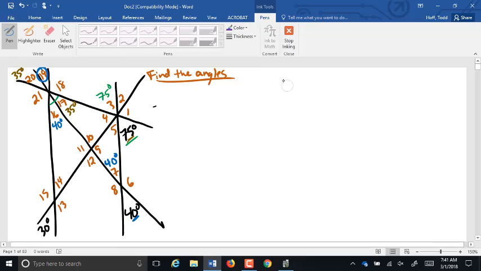Now, of course, we can find 21, 18, 8, and 6. They are simple. Let's do 8 and 6. What's 6 have to be here? 140, because it forms a straight line with the 40. It's supplementary. 8 is 140. How about 18 up here? 105, because these two make 75, and it's linear, so it has to add up to 180.